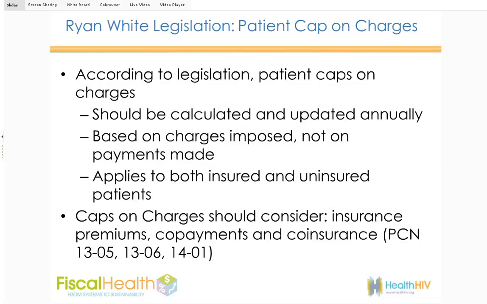If the patient's paying on a payment plan or is finding assistance somewhere else, that is not something you have to worry about. You just have to worry about showing documentation that the patient has been charged for these HIV-related services. And then the caps on charges, based on policy notice 13-05, 13-06, and 14-01, should include any of the patient's out-of-pocket responsibility in terms of premiums, co-payments, and co-insurance.